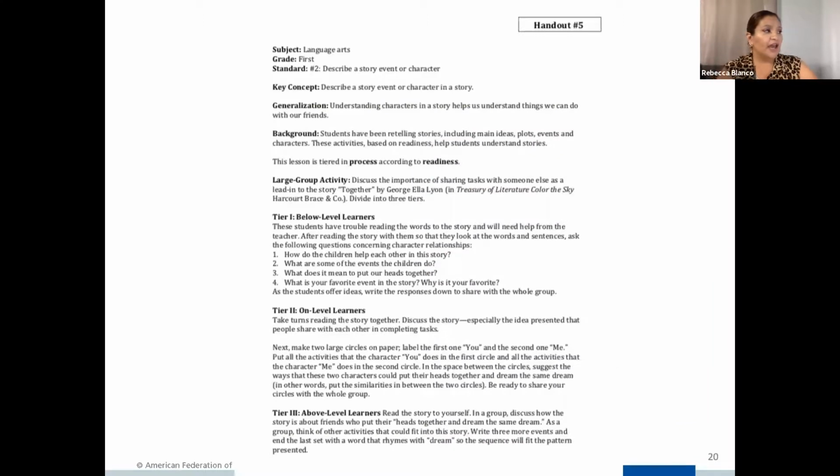So I want to take a look at this lesson plan that's on your screen. It's handout number 5. So if it's not clear enough for you on the screen right now, you can always look at handout number 5. So take a couple of minutes to read through it and try to decide, what is the point of intersection? How are they differentiating in this lesson plan? And so you'll look at describe a story, event, or character in a story, and then take a look at the tiering that's going on. How are they tiering?